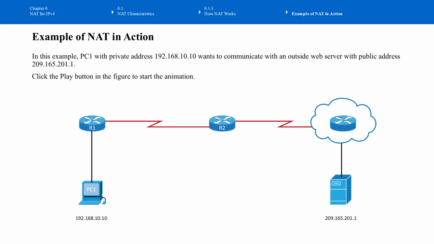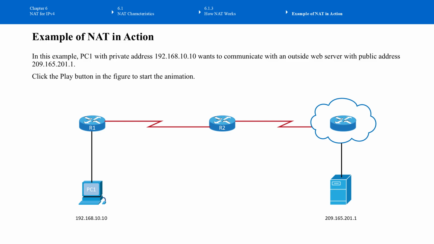Step 2, the border router performs NAT. When the packet reaches the border router, the router recognizes that the source address is a private IPv4 address. Before forwarding the packets to the internet, the router performs the network address translation. It replaces the source address 192.168.10.10 with its public IP address. It records the translation in the NAT translation table. Now the packet is ready to travel across the internet.